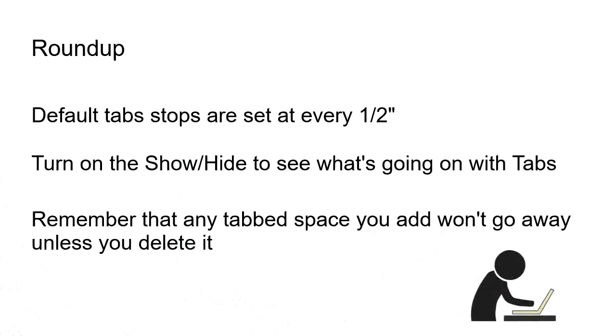So to round up, the default tabs are set for every ½ inch. Turn on the show hide to make it easier to tell tab spacing from indentation. Remember, arrows indicate tabs. Any tab space you add, you'll have to delete if you no longer want it.